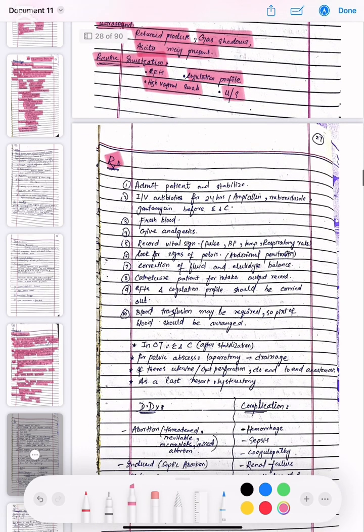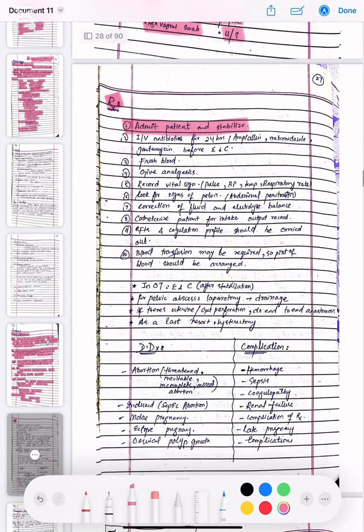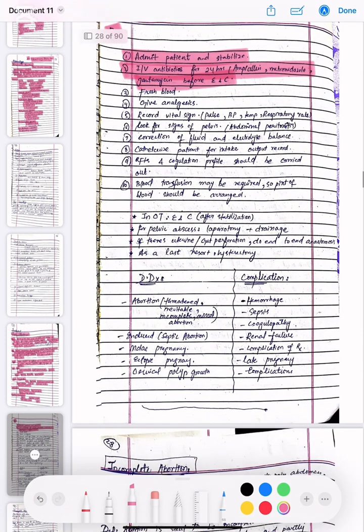The treatment options are to admit the patient and stabilize the patient. Intravenous antibiotics for 24 hours are given, that is ampicillin, metronidazole, gentamicin, before E&C. Fresh blood is given, give analgesics. Record the vital signs, that is pulse, BP, temperature, and respiratory rate.